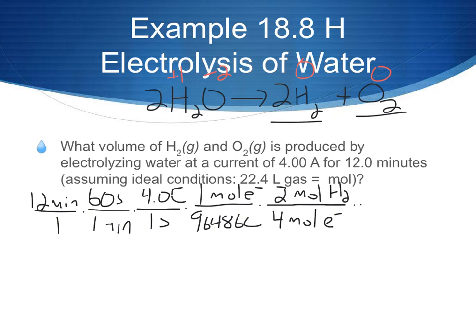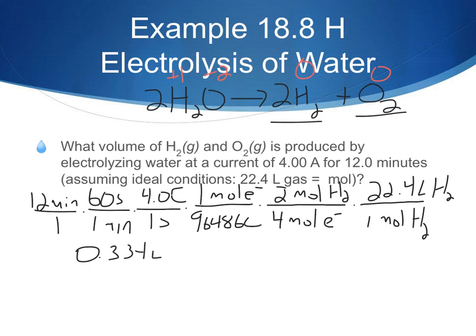And now that we're in moles, instead of going to grams, we're just going to say every 1 mole of gas for hydrogen gives me 22.4 liters of hydrogen gas. And we can only do that under ideal conditions. So that gives me 0.334 liters of hydrogen.